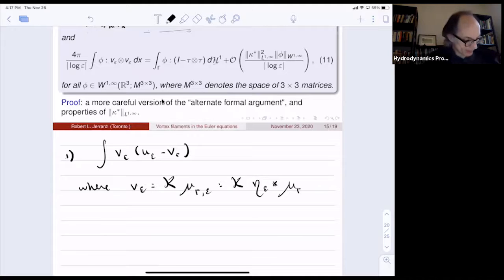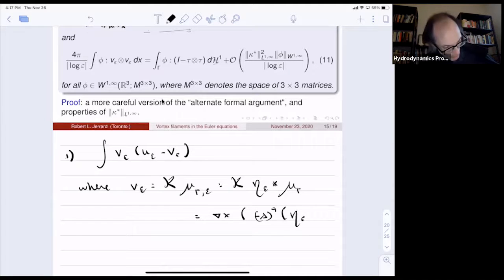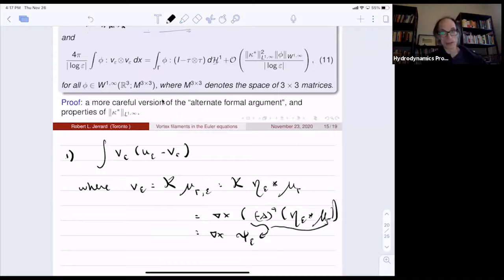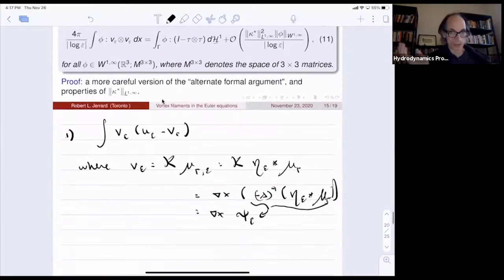Okay, and what this is, remember, is the curl of minus Laplace inverse of eta epsilon convolved with mu gamma. Let's call this the curl of psi epsilon. Okay, and so again, we know sort of everything about this, at least away from the, we can compute pretty well if we want to.